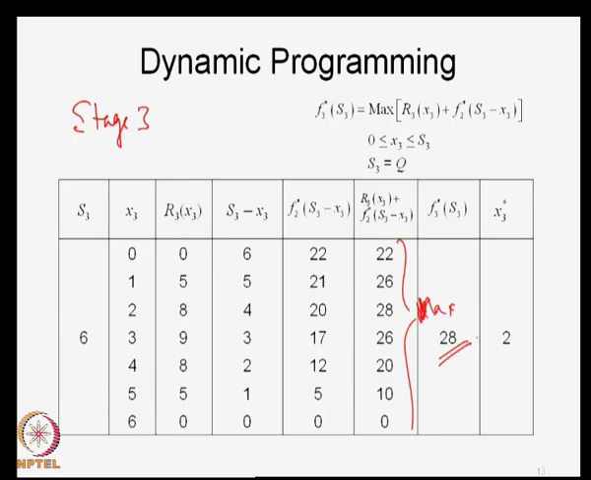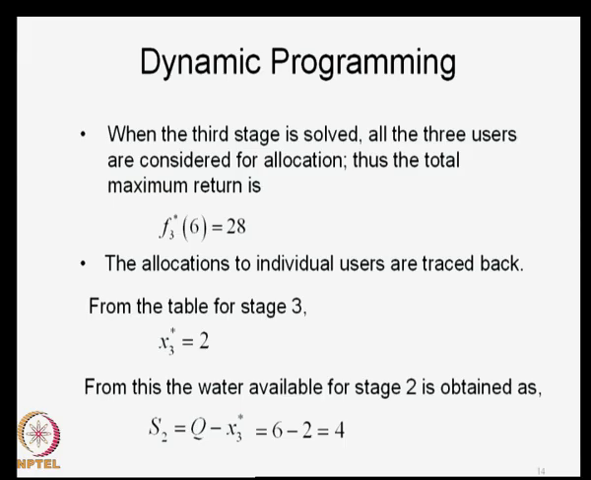Now, from this we need to trace back the allocations to different users. The last table here gives you an allocation of 2 units to user number 3. It says that you allocate 2 units to user number 3. So, you understand how we trace back the solution now. When the third stage is solved, in this particular case, there are only 3 stages, all the 3 users are considered for allocation. Thus, the total maximum return is 28, which means F 3 star of 6, which is the total amount of water available, is equal to 28.